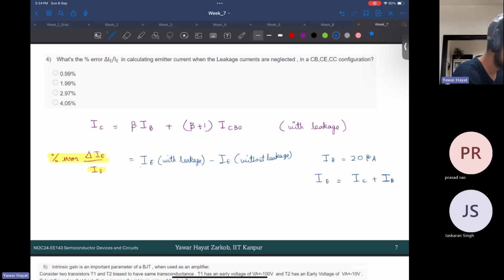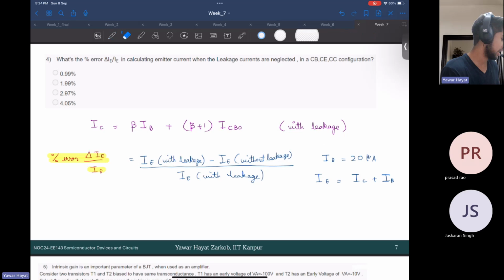And we'll divide that by, let's take with leakage one, IE. This is the fraction of interest, and then you will convert that fraction into the percentage. Compute this one. You have all the relevant info. This is that leakage component. This is the without leakage component. Use this equation to compute IE. IB is given. Compute this one.